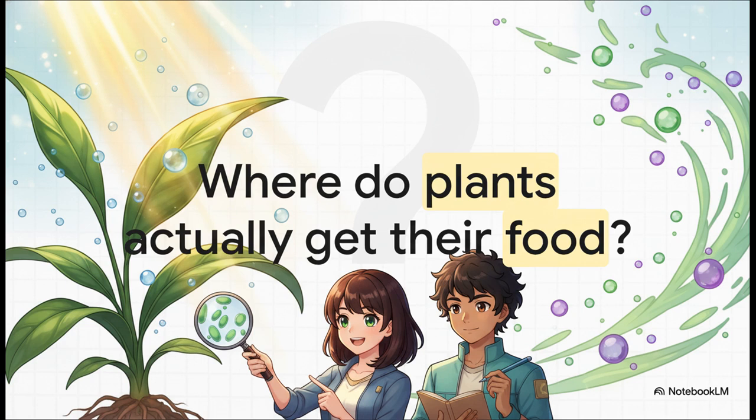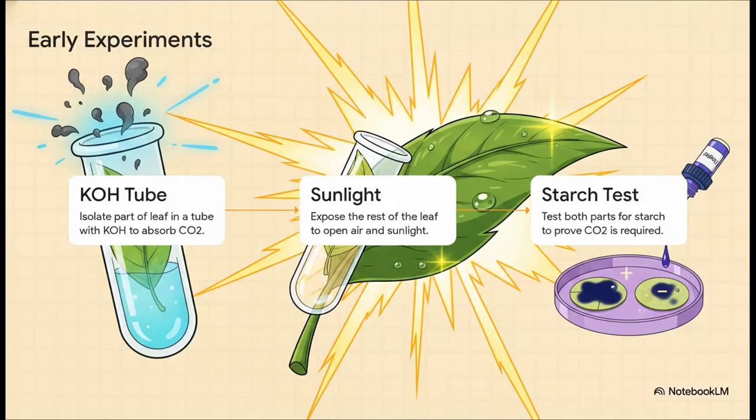But plants have to make or synthesize their own food. They use this fascinating physicochemical process to literally grab light energy and use it to build organic compounds. But how did we actually figure out what goes into this process? Well, early experiments gave us the answers step by step.